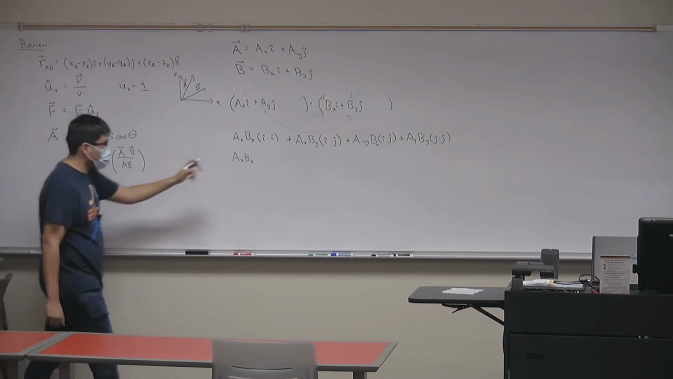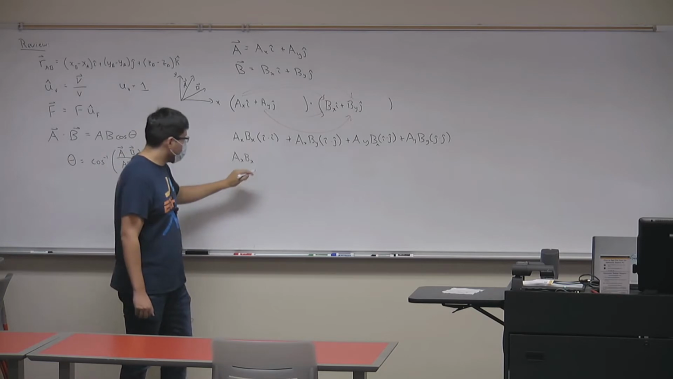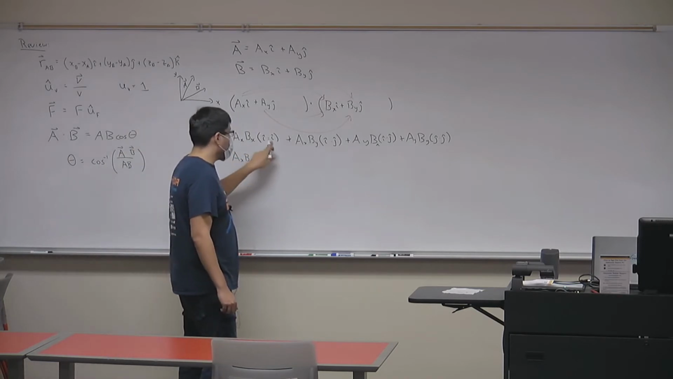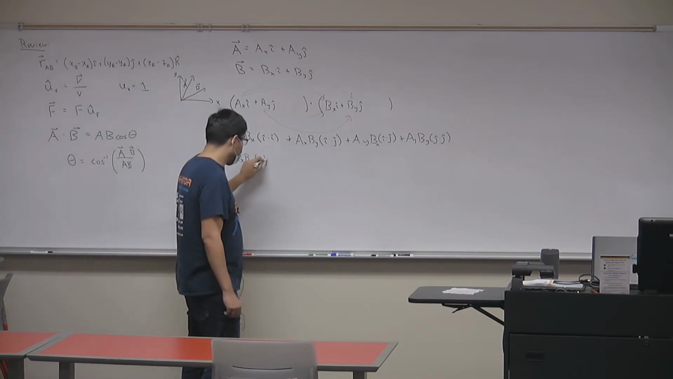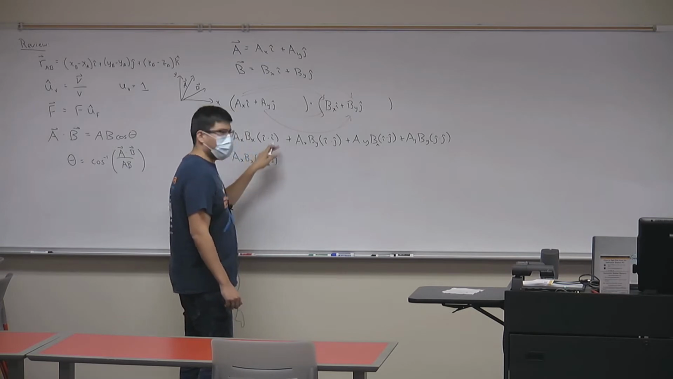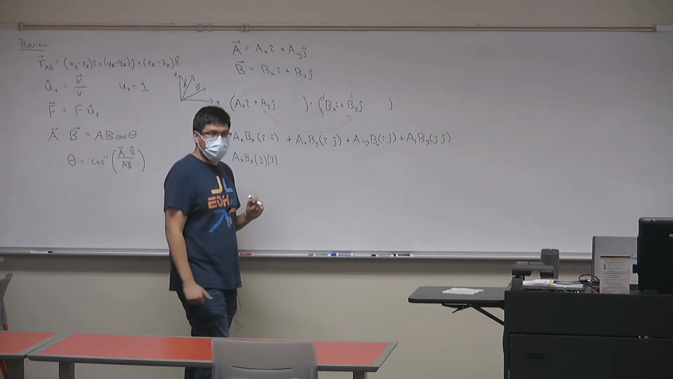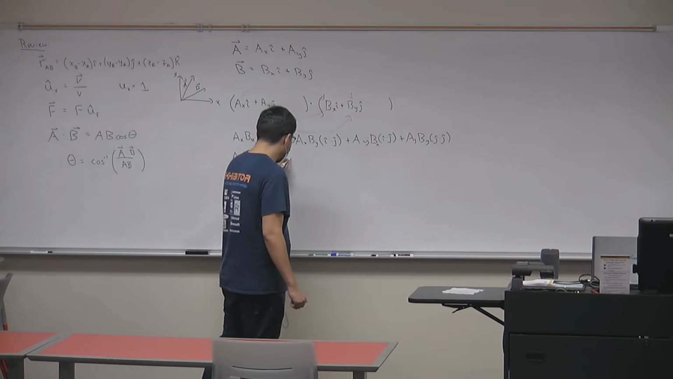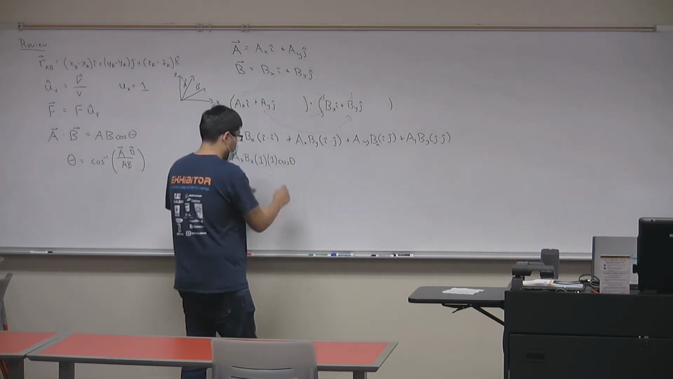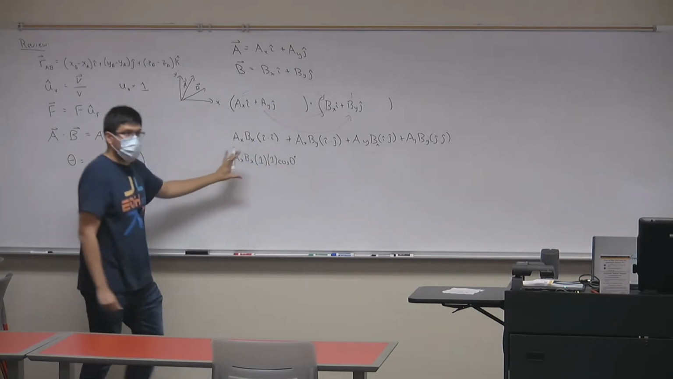So let's start with the first I. What's the magnitude of I? 1. Okay. What's the magnitude of I? 1. I and I are the same vector. What's the angle between them? 0. Okay. 0. Does everybody understand this?